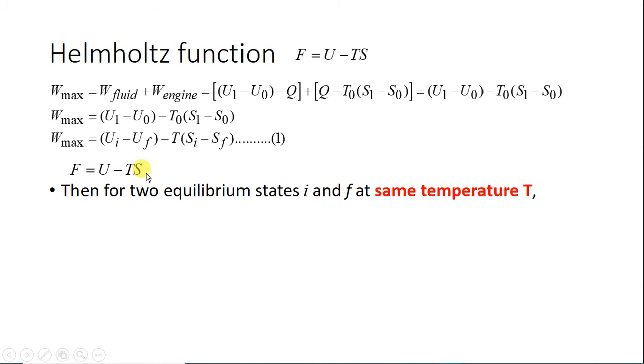So for a system, for two equilibrium states operating between the state I and F at the same temperature. This is very important, at same temperature, that is why I have highlighted it in red. So Helmholtz function is related with same temperature. In this case, you can write this function between state I and state F as a difference. So Fi minus Ff at constant temperature equals Ui minus Uf at constant temperature minus T, temperature is constant, that is why only T is there, not delta T, in bracket Si minus Sf at constant temperature.